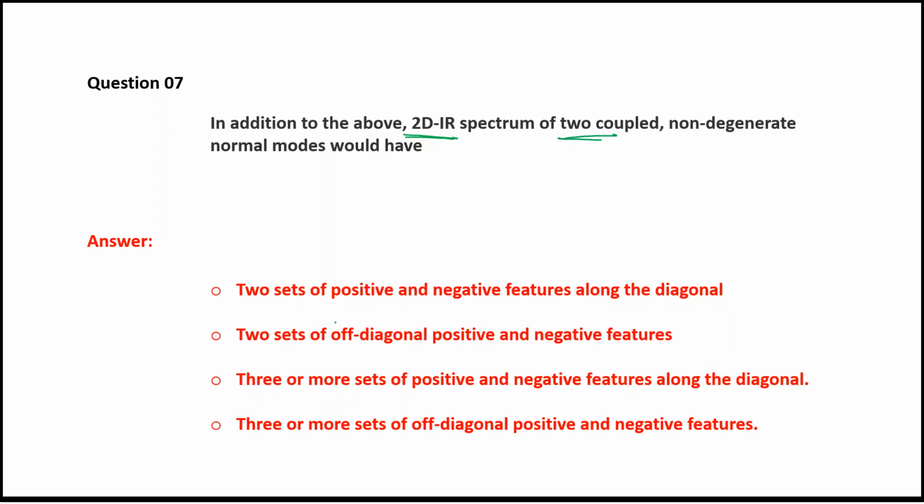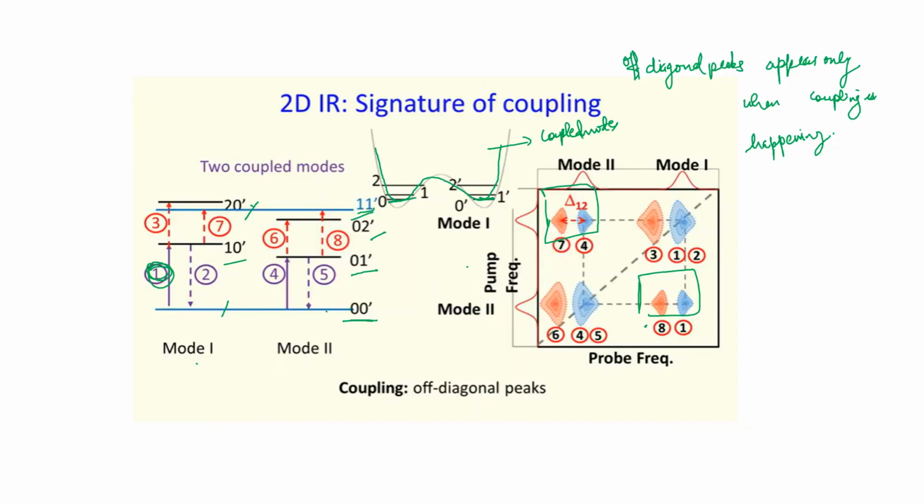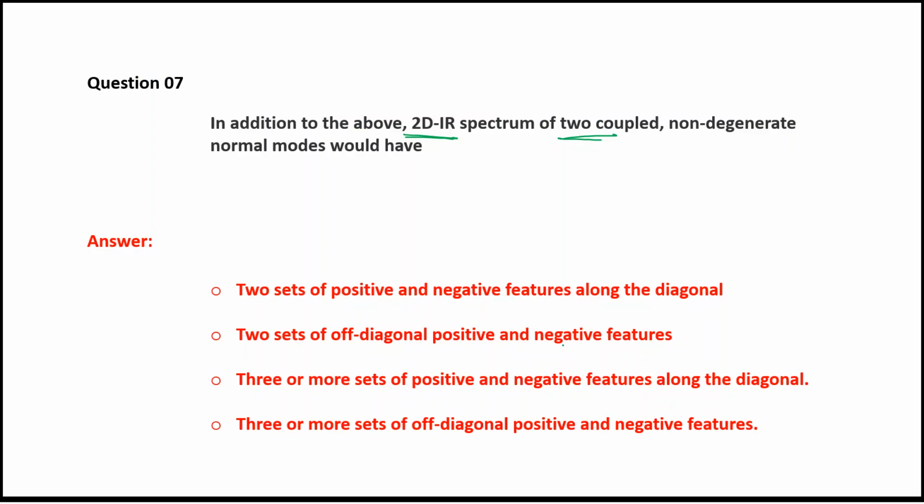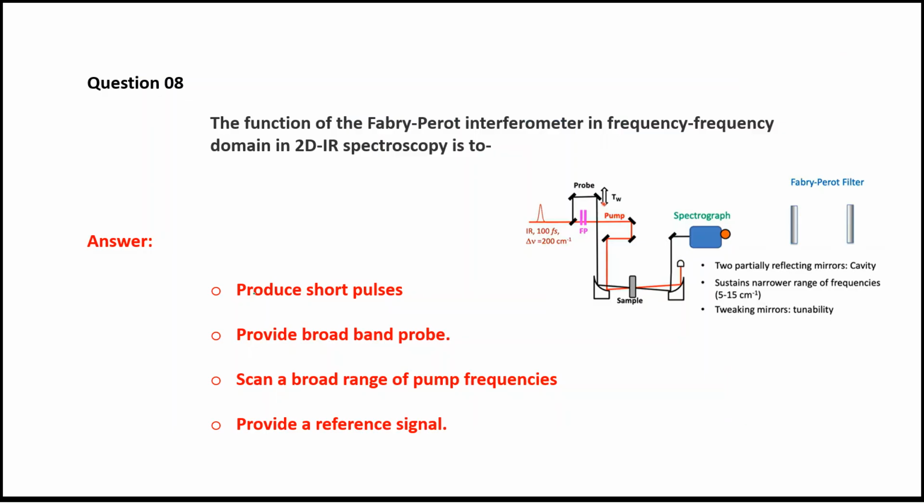So the answer to this question would be here. See, in this case, we got to know that there are two sets of positive and two sets of negative peaks. So two sets of off diagonal positive and negative. Okay, not all along the diagonal, but you get off the diagonal. That is the most important feature. Okay. Now, with question number 7 done, we'll go to question number 8.